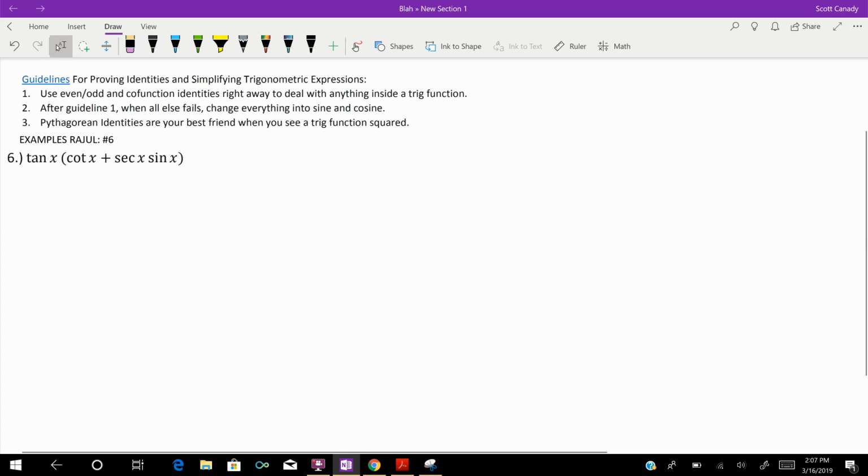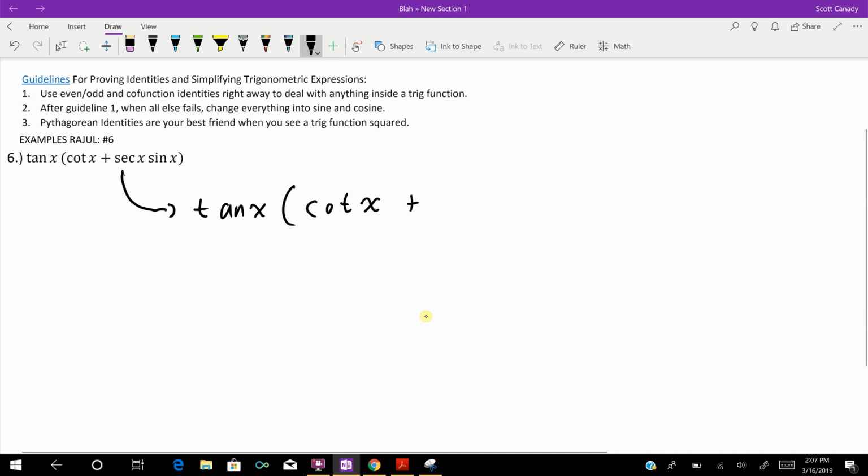So the very first thing that I'm seeing here, and I'm going to take a slightly different tack here, I'm going to use a little bit more nuance than I had for the first 5 problems. I can see that secant of x and sine of x are kind of weird looking, and I want to simplify those. So I'm going to change those into sines and cosines because I can't see anything else that I can do with it. So let's go ahead and do that first. I'm going to leave alone tangent and cotangent for right now. So I'm going to leave tangent of x alone. I'm going to leave cotangent of x alone.